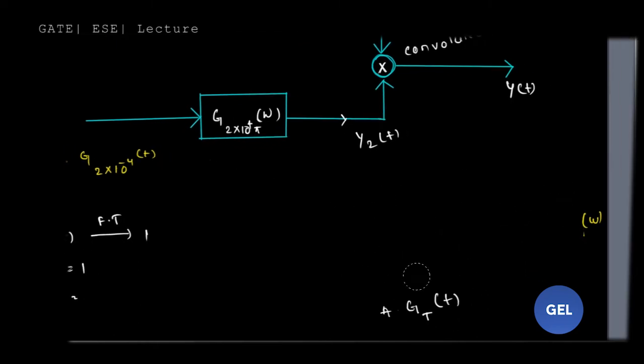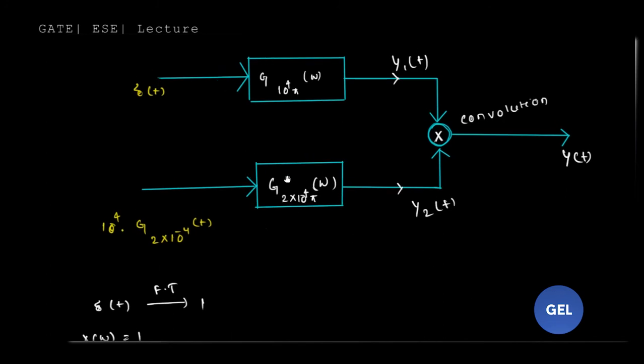So I am now going to call this function a gate function. You can assume this gate function is nothing but a rectangular function or pulse function. Now quickly solve this thing.